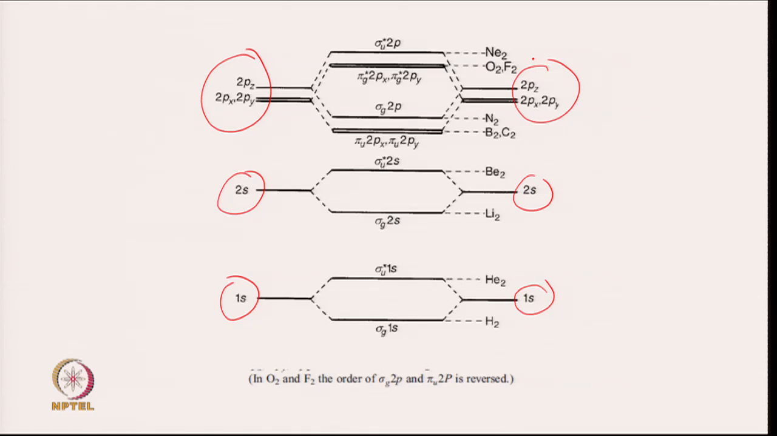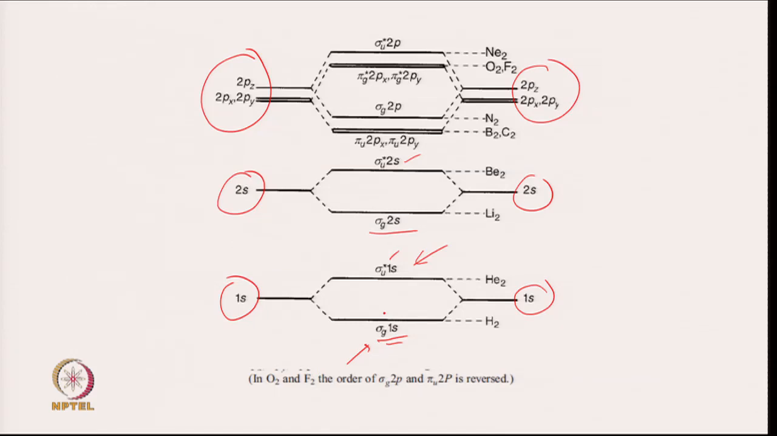and 1s is going to overlap with 1s, giving you sigma g 1s and sigma u star 1s. The 2s orbital of one atom is going to combine with the 2s orbital of another atom, giving sigma g 2s and sigma u star 2s, and this is the way your energy increases. So, lowest is sigma g 1s and sigma u star 1s. These are the different electronic states.